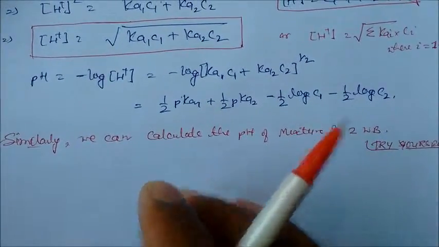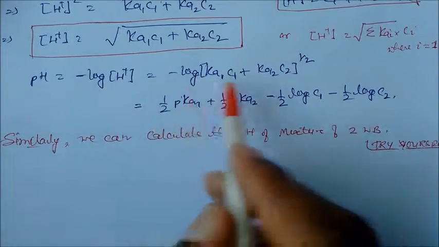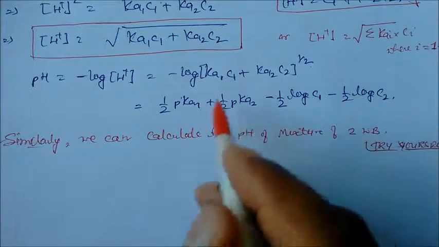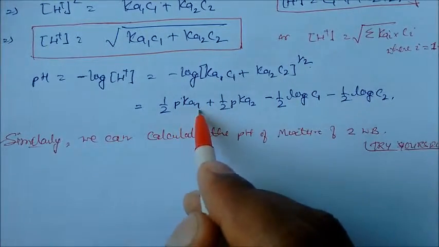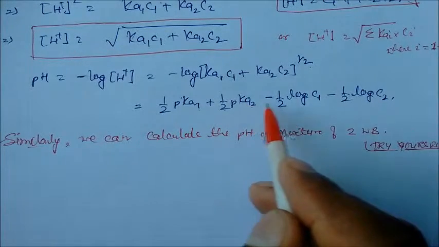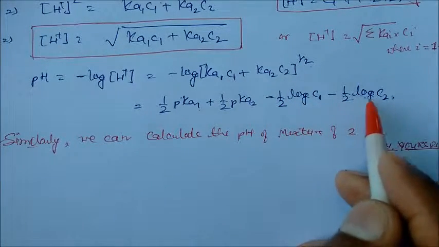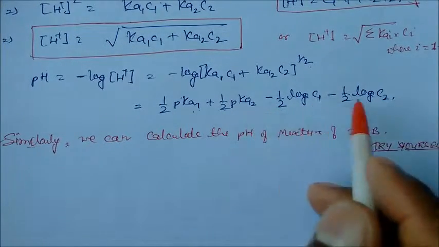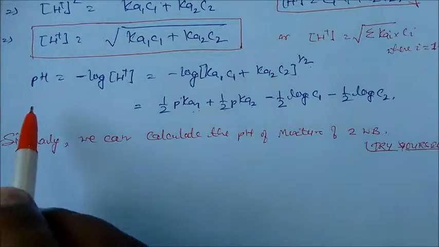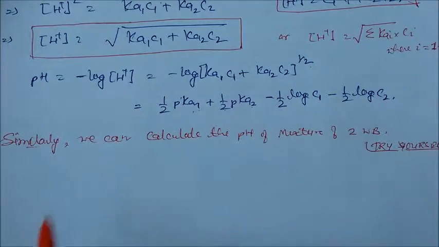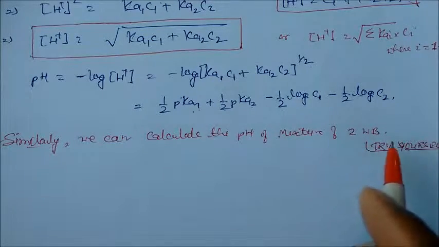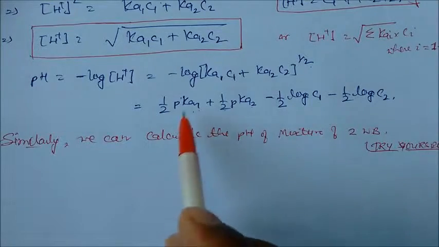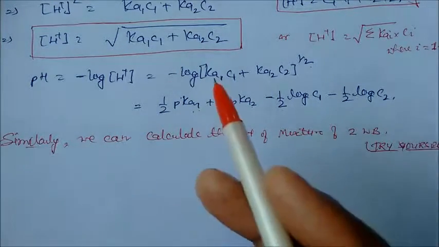So how to find pH? pH is equal to minus log of H plus. If you take the H plus, meaning substitute this value here, you will get this into half. So this is nothing but half pK1 plus half pK2, that is pKa2, minus half log C1 minus half log C2. So if you know K1, K2, C1, C2, we can solve for the pH of the two weak acids. Similarly, we can also calculate the pH of a mixture of two weak bases. To find the pH, we have to do the same procedure; go through the same procedure and you will get the answer.